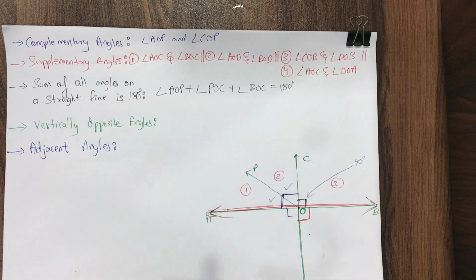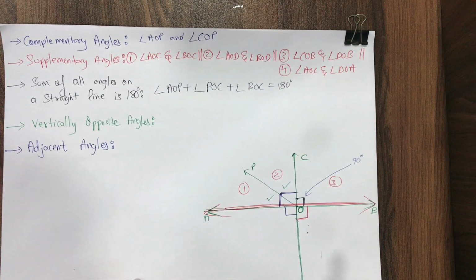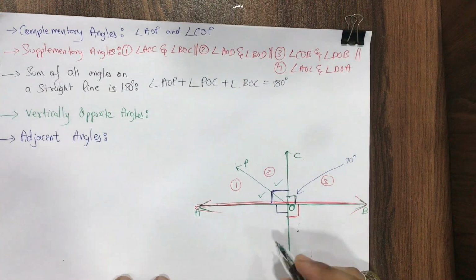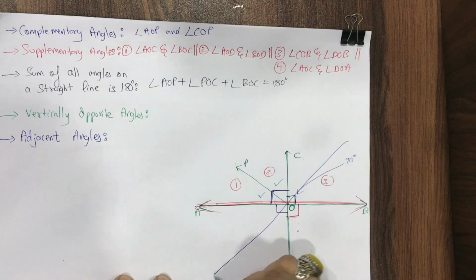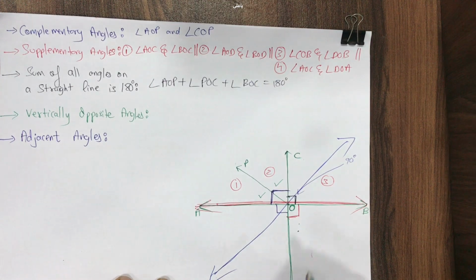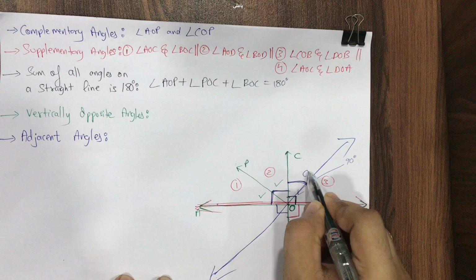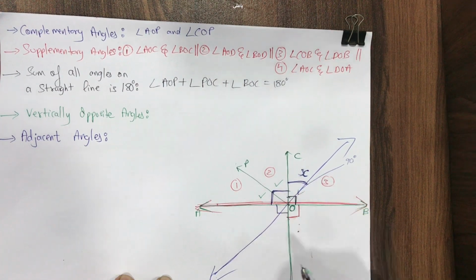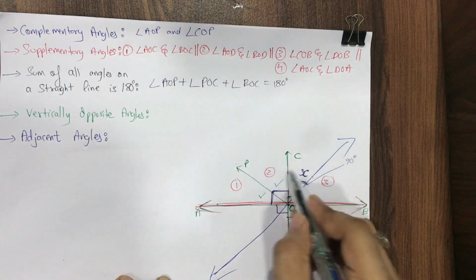Now comes the concept of vertically opposite angles. For that, students, here I have drawn this PO, right? Okay, let me do another construction over here. With the blue color, I'm making a line over here. Please see this. Just randomly I made a line over here. Pay attention, please. And now this angle, I'm marking it as X. Can I say this is between green and blue? Can you see this? Green and blue.